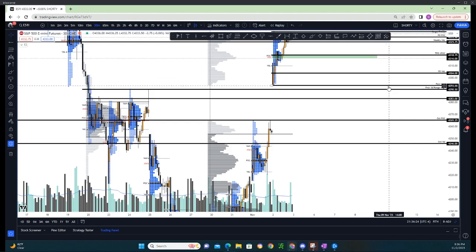Most likely it's going to be the bears that gain the control, and they're going to send it back all the way to October value area low. Okay, so you want to keep an eye on this level tomorrow. They can execute this tomorrow.